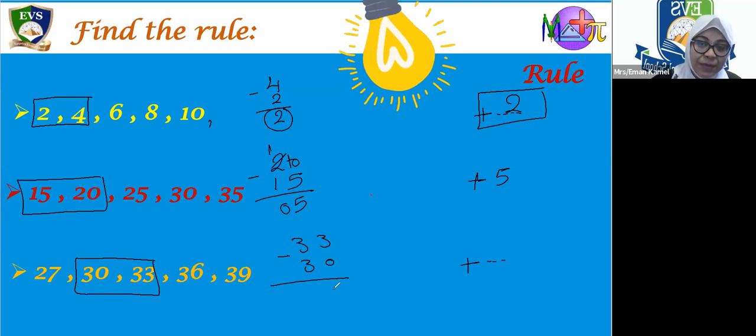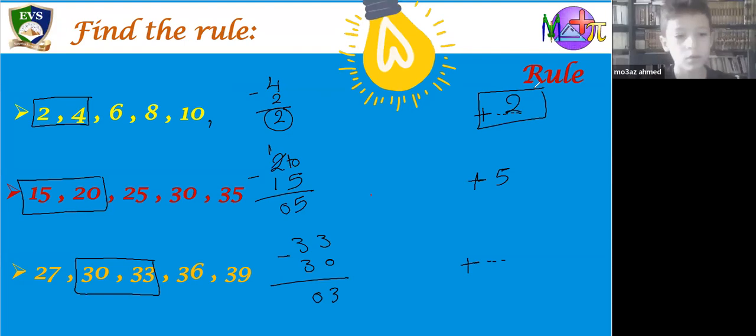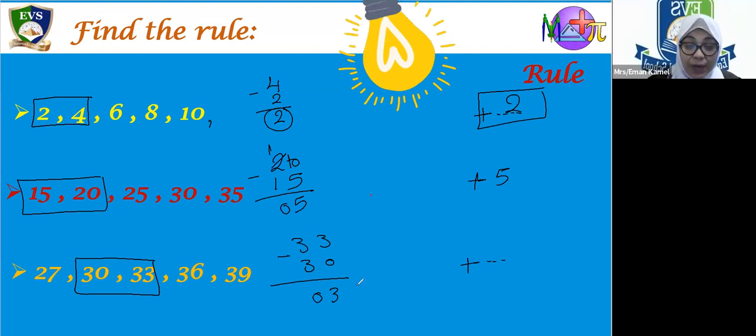Three minus zero equals three. And three minus three? Three. Yes. Excellent boy. Thank you so much, Moaz. So here, the rule is plus what? Plus three. Okay.